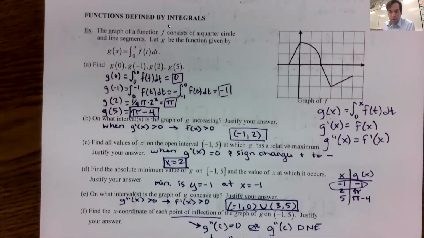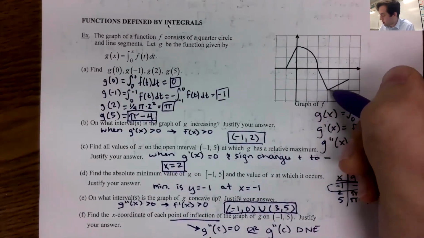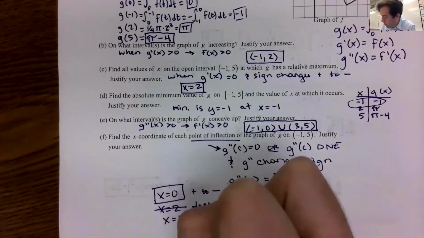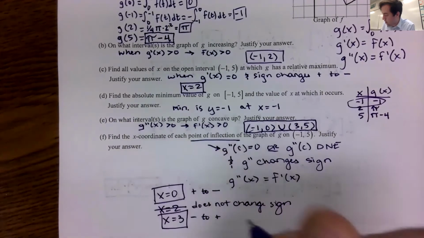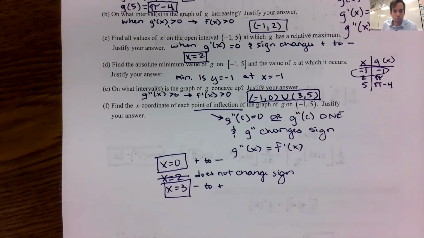And then for x equals 3, we change from decreasing to increasing. So that one does count. So there's our 2 points of inflection. All right, we're going to keep going.